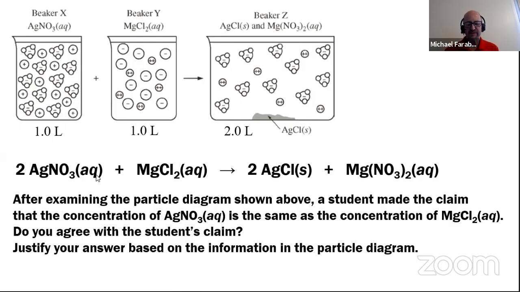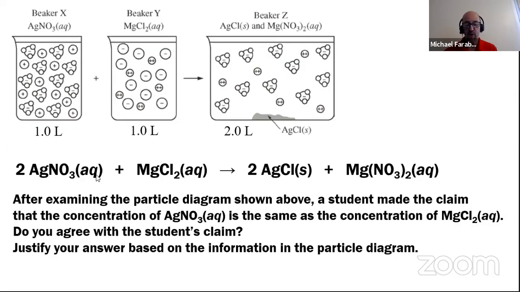After examining the particle diagram shown above, a student made the claim that the concentration of silver nitrate is the same as the concentration of magnesium chloride. Do you agree with the student's claim? Justify your answer based on the information in the particle diagram. So do not use the balanced chemical equation to justify your answer. Use the specific particles that are featured in the diagram. So do you agree that the concentration of silver nitrate is the same as the concentration of magnesium chloride?